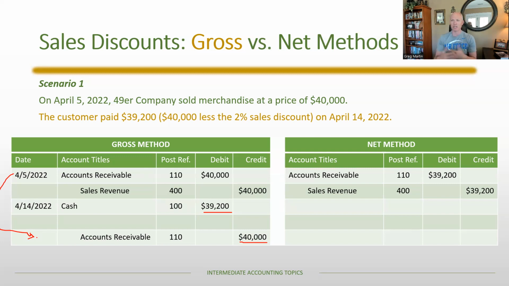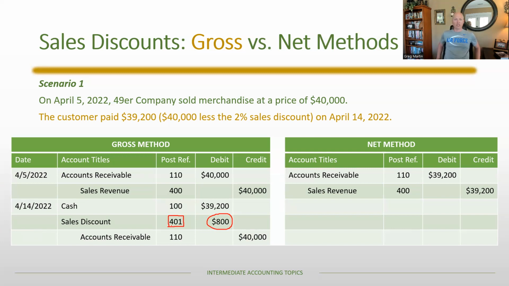So obviously there's the need for an additional debit. And that's where the sales discount account comes into play. And so that sales discount is going to make up for the difference. It's that 2% discount amount. Notice the type of account. It is a 400 series. So it is a contra revenue account.